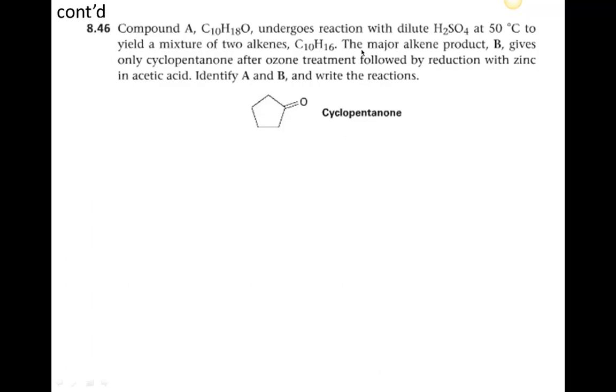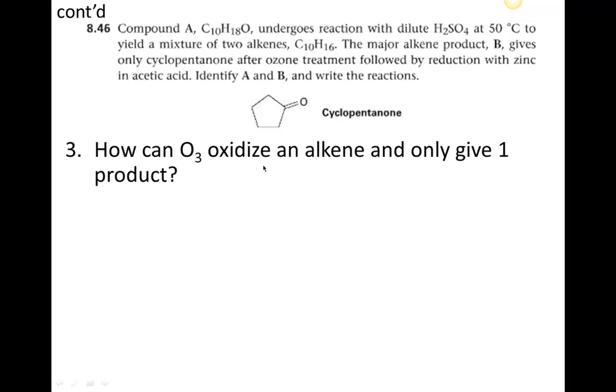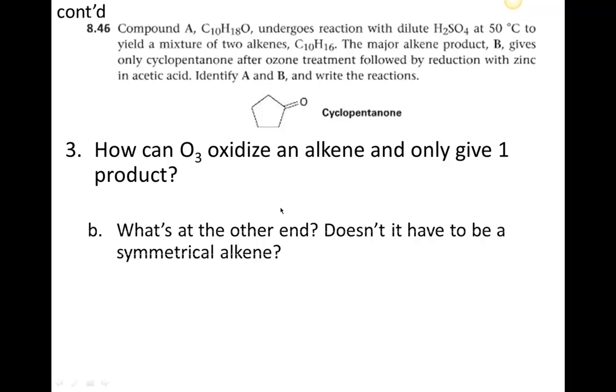We know something now. It says the major alkene gives only cyclopentanone after ozone treatment. All right, here's a picture of cyclopentanone. So how is it possible that we have an alkene and only get one product? If this is our product from one of these alkenes, how is it possible to only get one? Well, what it tells us is that we actually had two of these guys hooked together by a double bond.